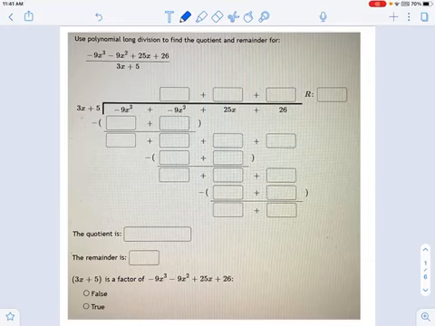Some people like polynomial long division. More people like synthetic division as a way to divide polynomials. But there is one advantage to polynomial long division, compared to synthetic division, and that's when you have something in the denominator which is not an easy x plus 2 or x minus 4 or something like that.